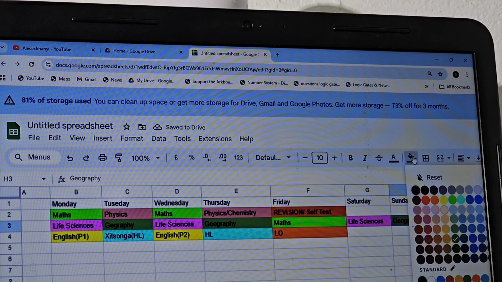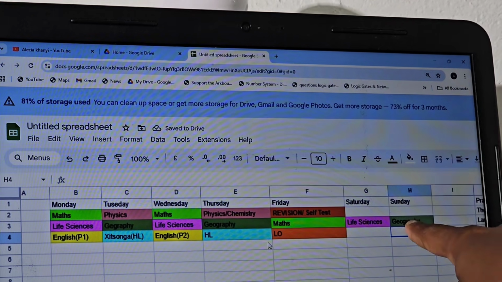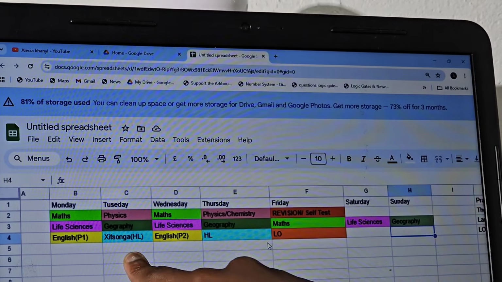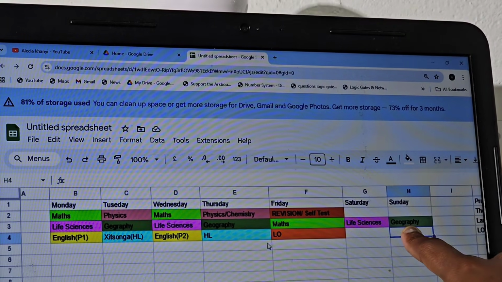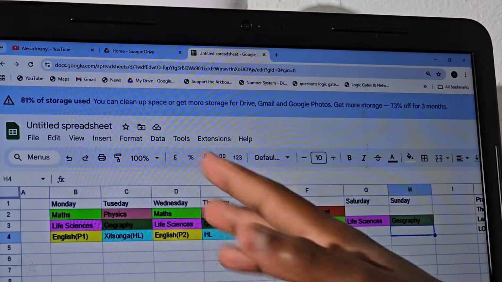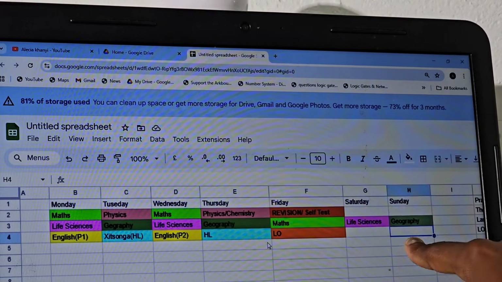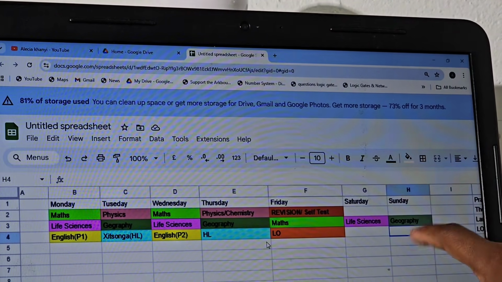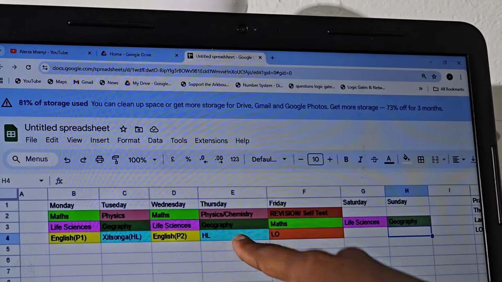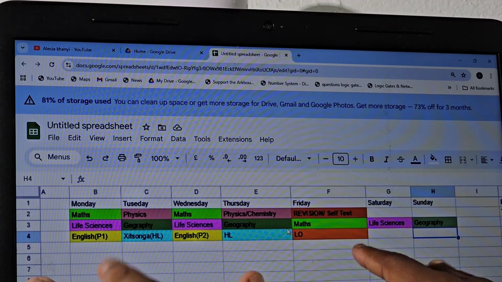Because if you check geography here, it shows up on a Tuesday at the beginning of the week. So you wouldn't want to do life sciences on Sunday and then life sciences again on a Monday. Remember, we want to keep the balance, right? So you bring your geography on a Sunday, and then on Monday you get to life sciences, and then here again life sciences, and life sciences again on a Saturday. So that's the balance that I was trying to talk about.